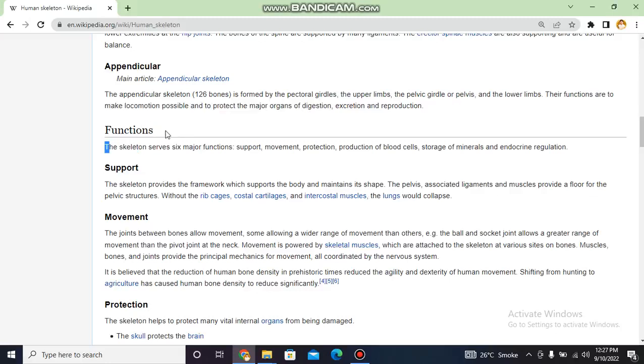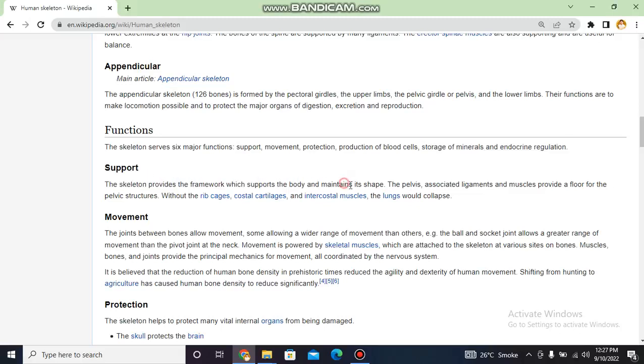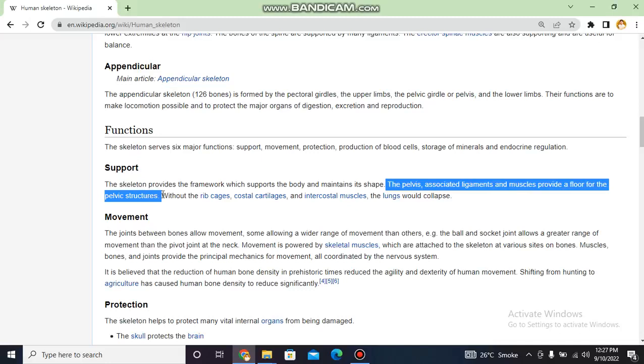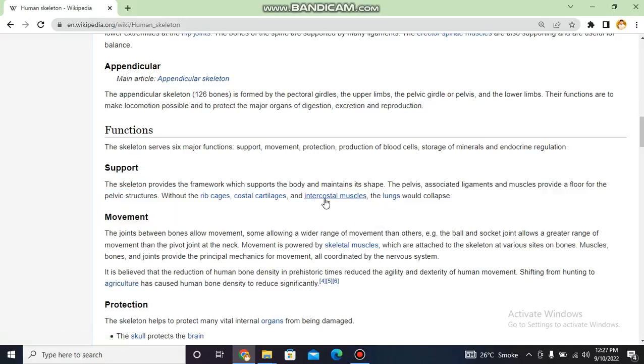The skeleton serves the functions of support, movement, protection, production of blood cells, storage of minerals, and endocrine regulation. Support: the skeleton provides the framework which supports the body and maintains its shape. The pelvis, the associated ligaments, and muscles provide a floor for the pelvic structure. Without the rib cage, the costal cartilage, and the intercostal muscles, the lungs would collapse.